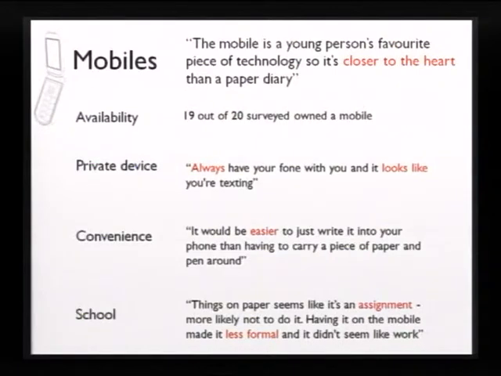Among the people we were working with, we did a little survey to get some direct feedback, and 19 out of 20 owned a mobile. The surprising thing, I suppose, these days was that one of them didn't. Part of the potential advantage of the phone is that it's a very private device. So a child could be filling in a diary on the phone and nobody knows what they're doing, whereas if they're filling in something on a paper chart, somebody might be curious as to what's going on.